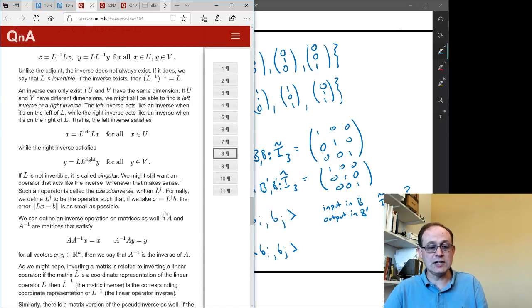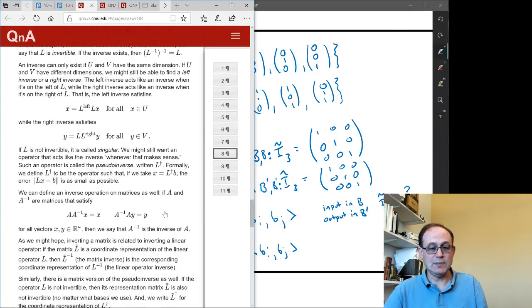And so for singular matrices, we can define what's called the pseudo inverse, which is basically like the inverse whenever that makes sense. And we write it as L with a dagger superscript. So L pseudo inverse is defined to be the operator such that if we take x equal L pseudo inverse b, then the residual Lx minus b is as small as possible, right? And so the set of lecture notes that I just went through says how to calculate the pseudo inverse if we have basis representations for our input and output vector spaces.